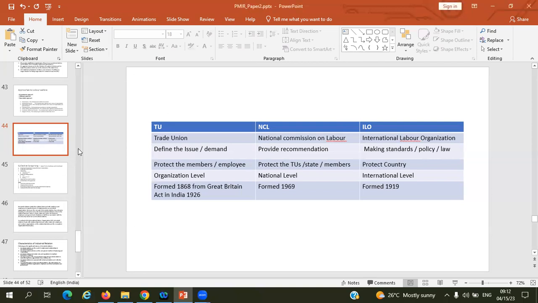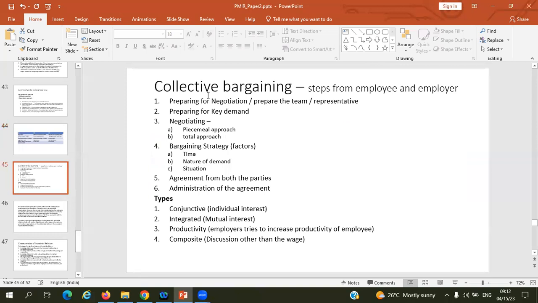Then I was telling another concept, collective bargaining. Collective bargaining, this word maybe you have heard many times. And this is an important word. You remember what collective bargaining is? We'll talk about that. And what are the different steps involved and what are the different types of collective bargaining.